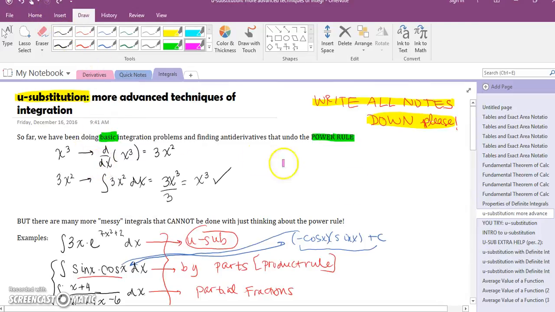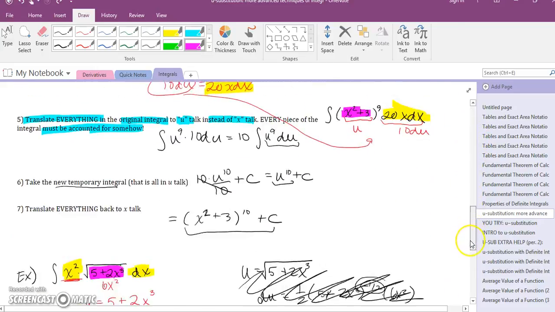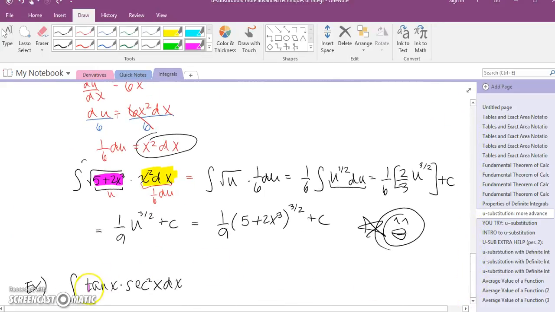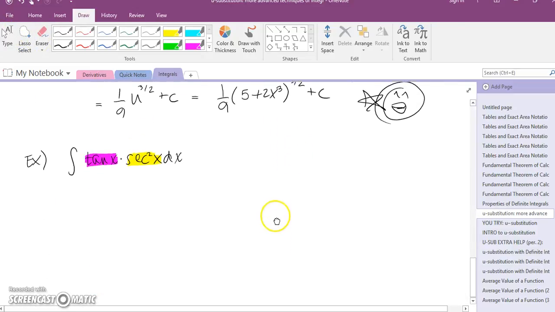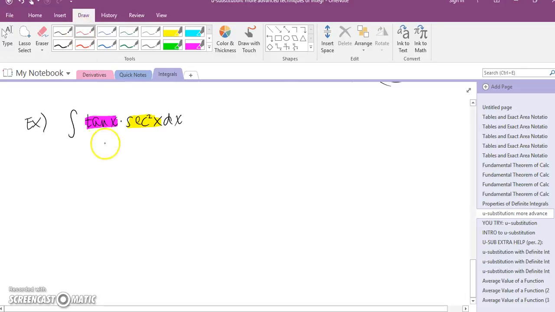Let's try calling u tangent of x. If I call u tangent of x and I do the derivative of tangent, that is secant squared. And look, that's perfect. A form of its derivative is actually there. So let's go ahead and write out the steps here so you can follow along. We're calling u tangent of x. I'm going to do the derivative of u with respect to x. Get secant squared x. du equals secant squared x dx.